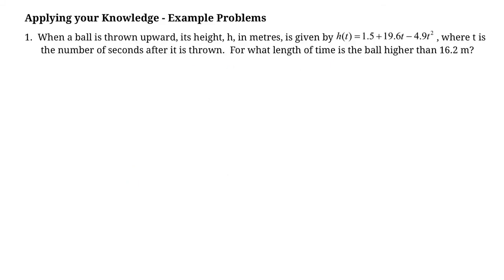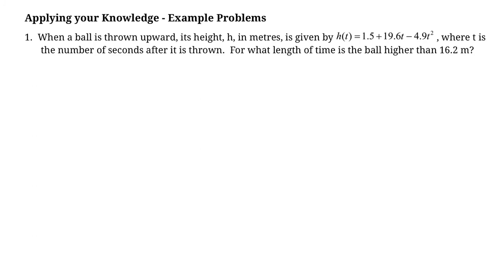So this next problem is a word problem, and it's really important to try to focus first on what is actually happening in the problem. So it says a ball is thrown upward and its height, h in meters, is given by this equation right here, where t represents the number of seconds after it is thrown. For what length of time is the ball higher than 16.2 meters? So it's looking for a time frame in which the height of the ball is higher than 16.2 meters.